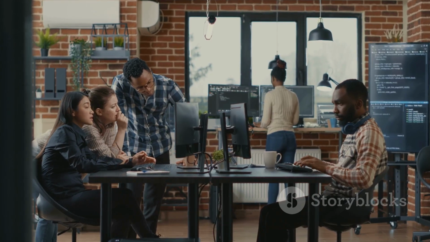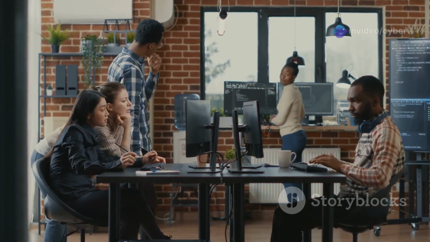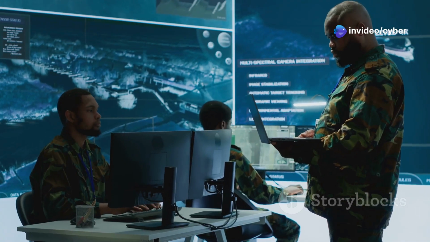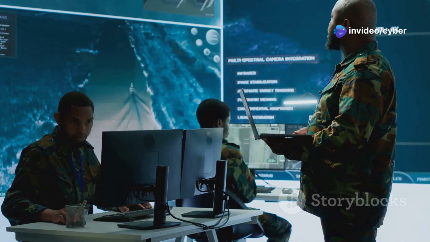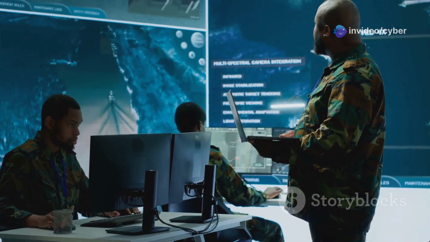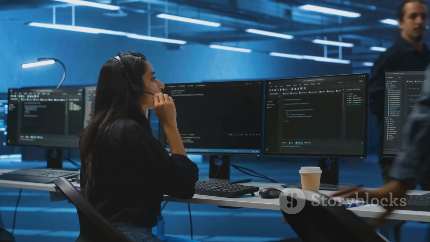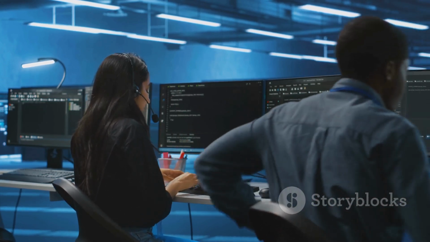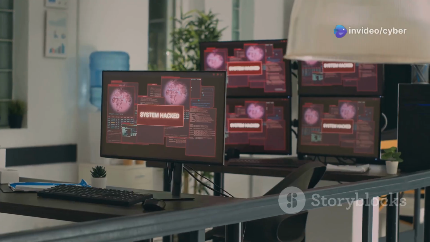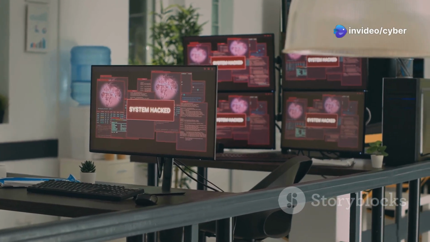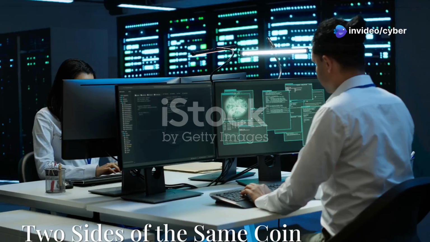Think of a software development company releasing a new application. Vulnerability assessment would involve thoroughly testing the application before launch to identify and fix any security flaws. Vulnerability management, however, would encompass a broader strategy, including regular security updates, patch management, and ongoing monitoring for new vulnerabilities that may emerge after release.